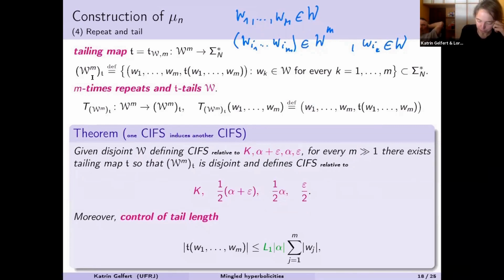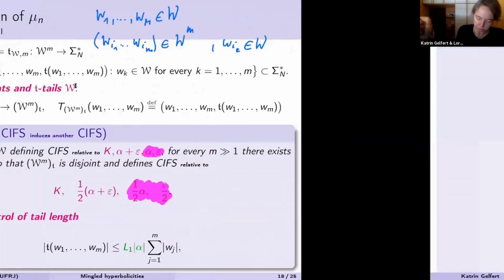And moreover, you can do this in a way that the length of the tails is controlled. There is some universal constant involved, which depends on the properties of the blending interval. So important again is you start from a spectrum alpha plus minus epsilon, you go to a spectrum which is closer to 0. Okay, so let me give you an idea of the proof.